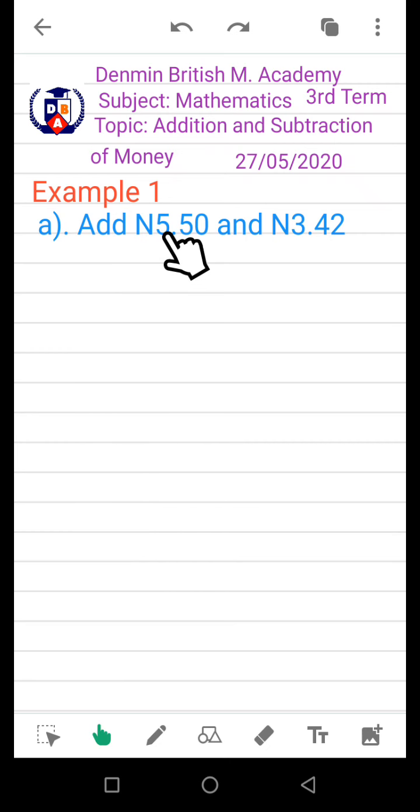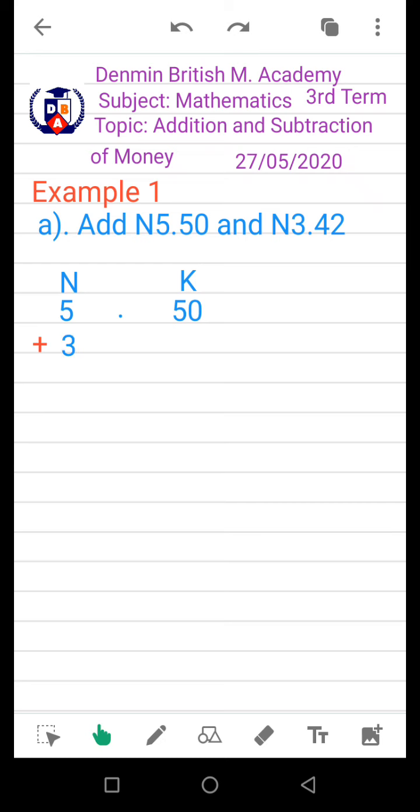Add 5 naira 50 kobo to 3 naira 42 kobo. What are we going to do? The first thing we do is to have the naira side, then we have the kobo side. So you pick up the naira and you write it under the naira side, and also the kobo will be on the kobo side. Then you put the point, then that is the kobo side.